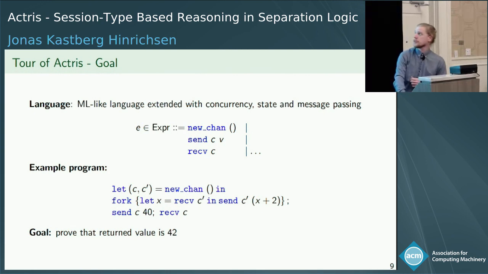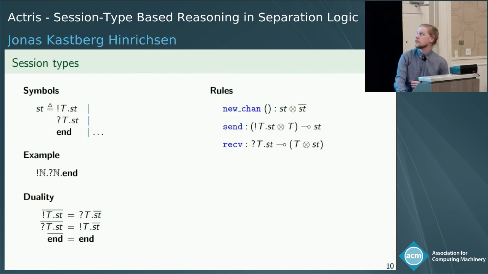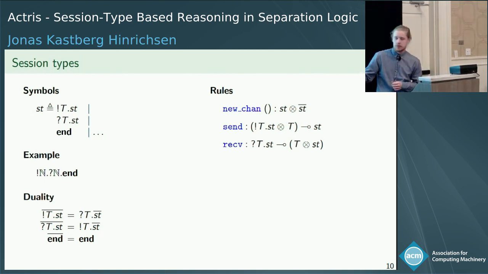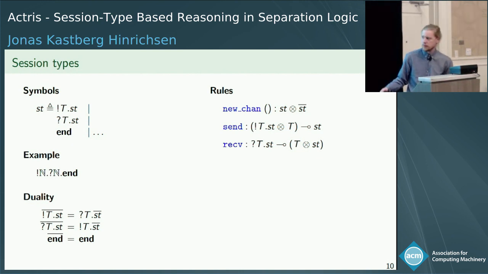So if we first consider this program from the point of view of session types, session types is a type system where we have 3 primitives at its core. It states that we can either send a value of type t, receive a value of type t, or terminate. An example is that we can type check a channel endpoint stating that it must first send a natural number, receive a natural number, and terminate.